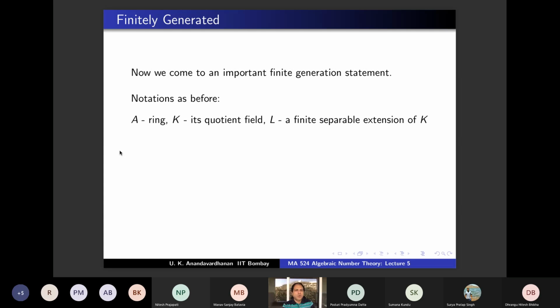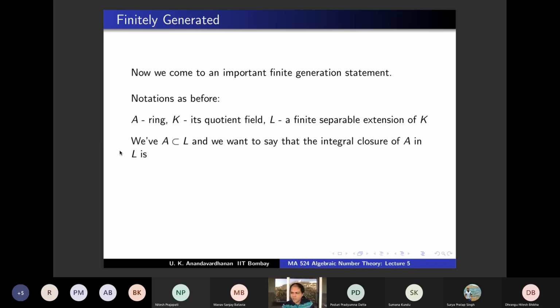And we are going to prove a finite generation statement. We have A contained in L, and this is what we want to broadly say, but I'm not going to give the precise statement now. The precise statement will come from the proof. We want to say that the integral closure of A in L, which we have defined, all those elements of L which are integral over A, that is called the integral closure.